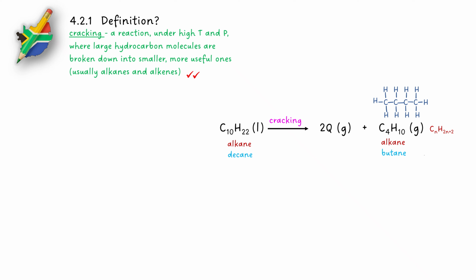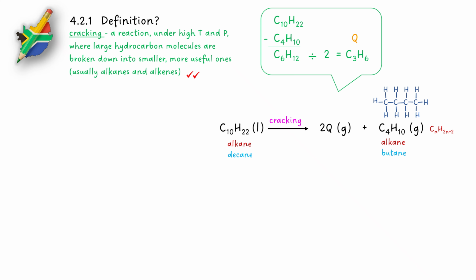Before we go on to the next part of the question, let's figure out what compound Q is. We start with 10 carbons and 22 hydrogens in decane, and when it is broken apart, it loses a butane, C4H10. What is left are 6 carbons and 12 hydrogens. But the equation tells us there are 2 molecules of compound Q, and so we need to divide C6H12 by 2, which gives us C3H6. This is the formula of compound Q.